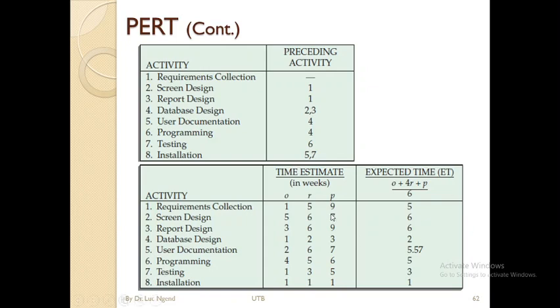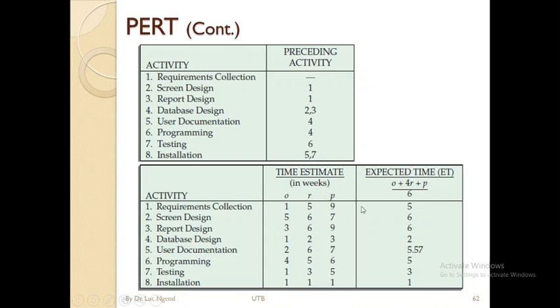We believe that it is 6 days, but it might take 7 days. We are pessimistic that it might take 7 days. In the worst case, it will take 7 days, but it can also take 5 days. So we are optimistic that it can take 5 days. Report design will take 6 days, but we are pessimistic. It might be delayed and take 9 days, or we might also be lucky, and it takes 3 days.